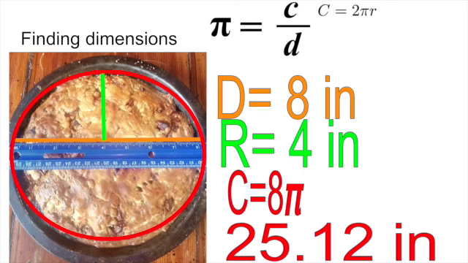Now, if I just used 3, I could have come out with something pretty close. It would come out with 24, right? So it would have been not quite as precise. So 3.14 gives me 25.12 inches for the circumference of this pie.